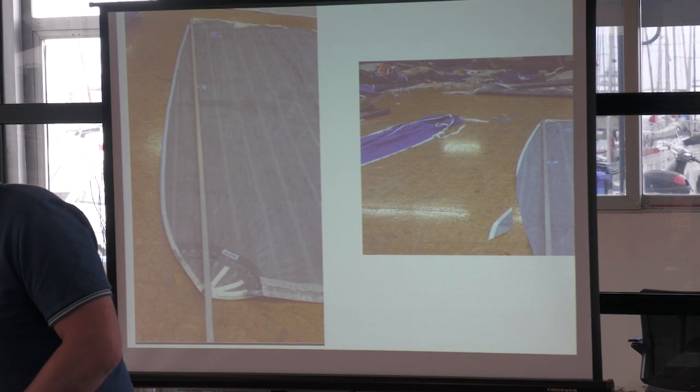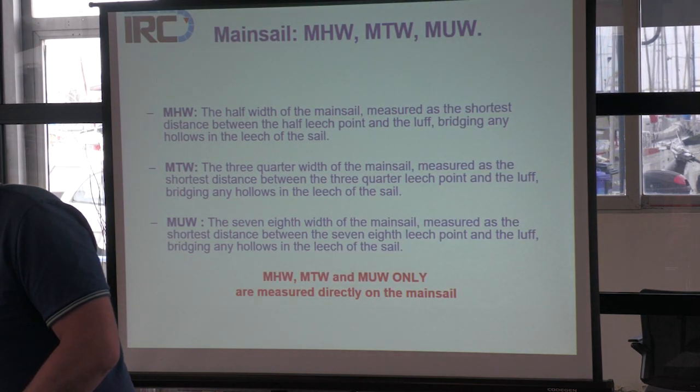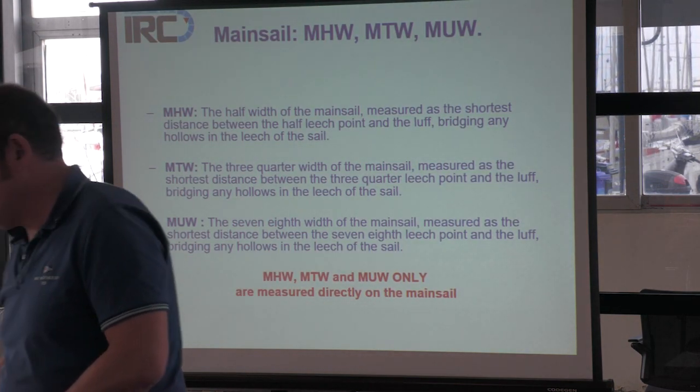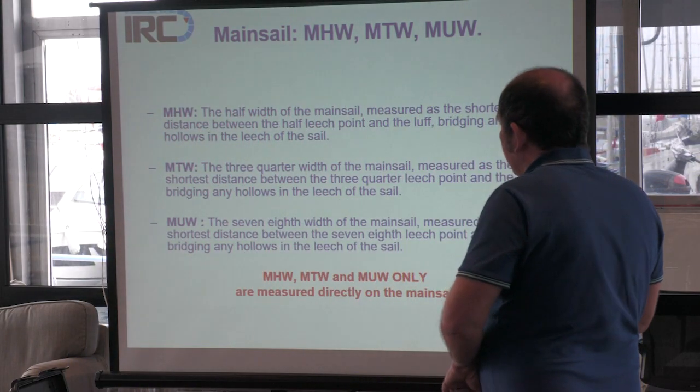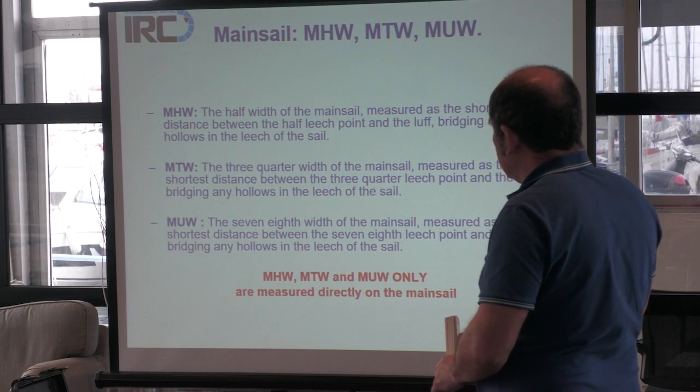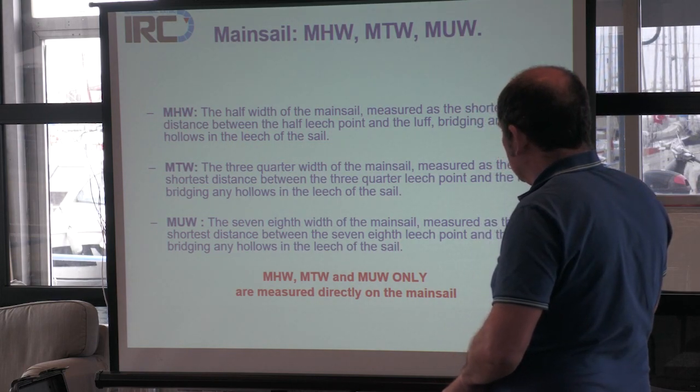Now we saw what we have to use as a head point, tack point, and clew point. Now we can see the measurements we need. For the mainsail, we need only 3 measurements: the half width, the 3/4 width, and the 7/8 width.